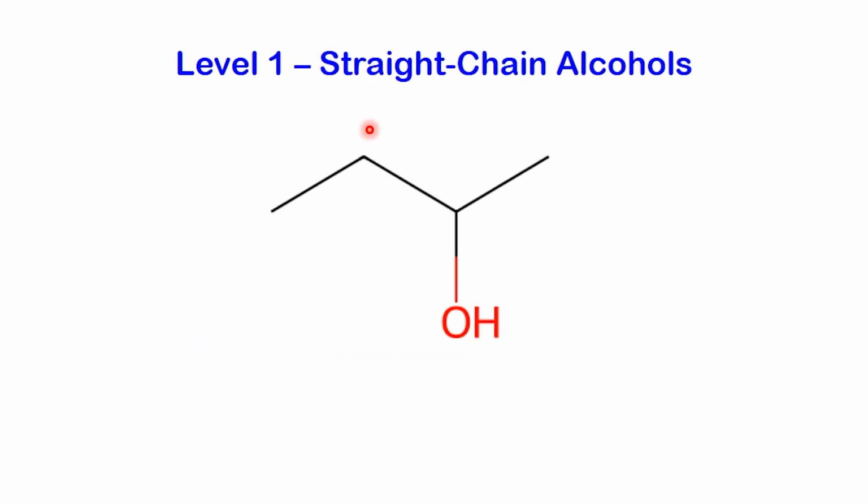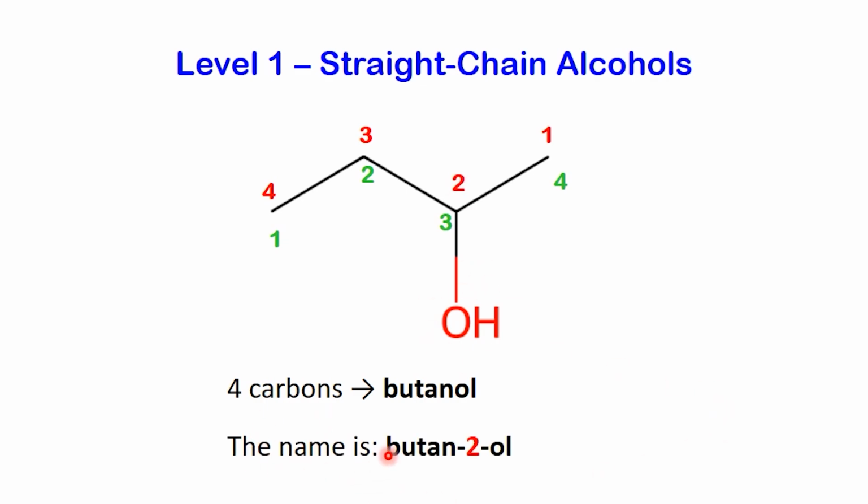Now consider a molecule with 4 carbons. Step 1. The longest chain containing the hydroxyl group has 4 carbons. The base name becomes butanol. Step 2. Numbering. If we count from one end, the hydroxyl group is on carbon 3. If we count from the other end, it is on carbon 2. We always choose the lowest number. The correct name is butan-2-OL. This example shows why the direction of numbering is important.